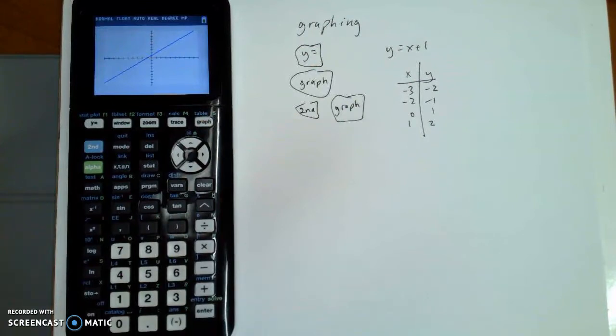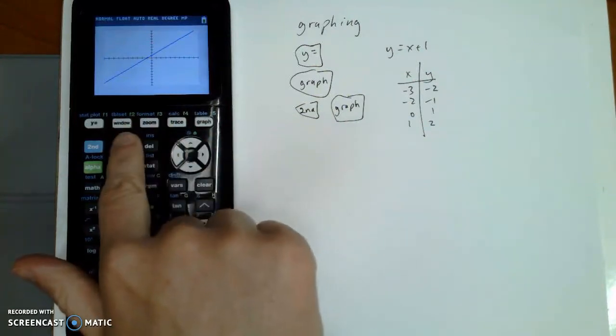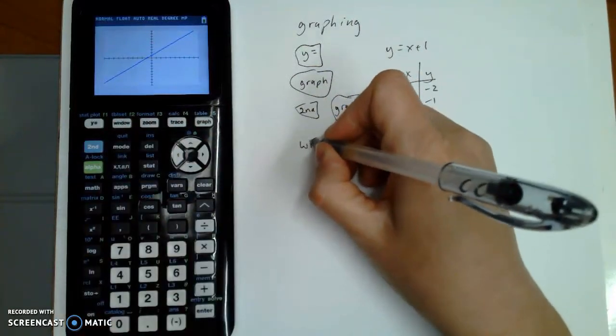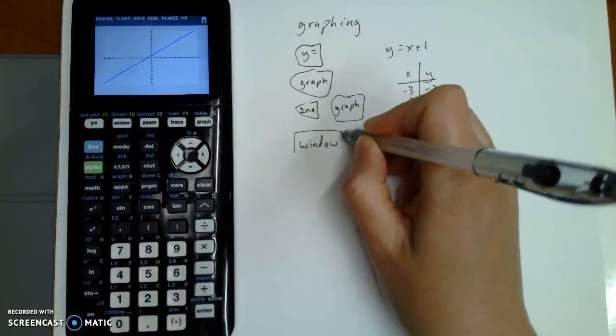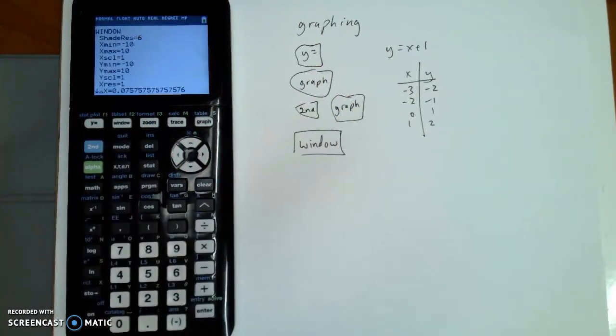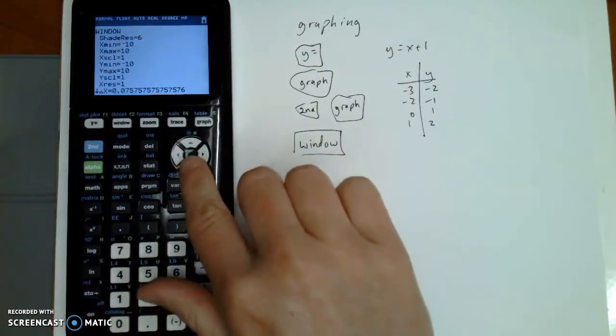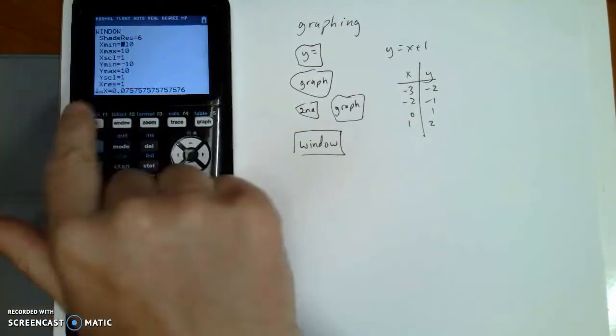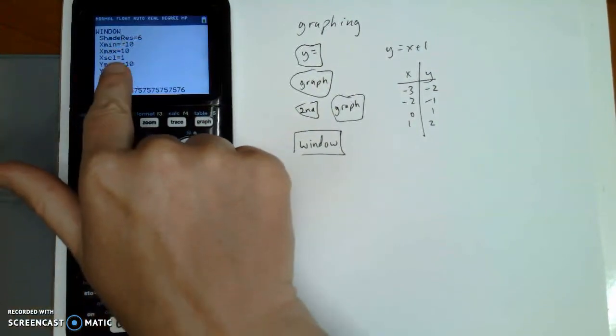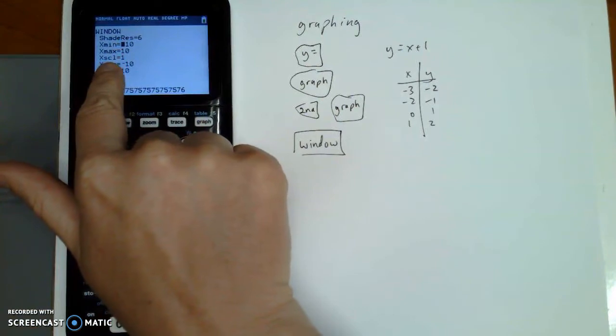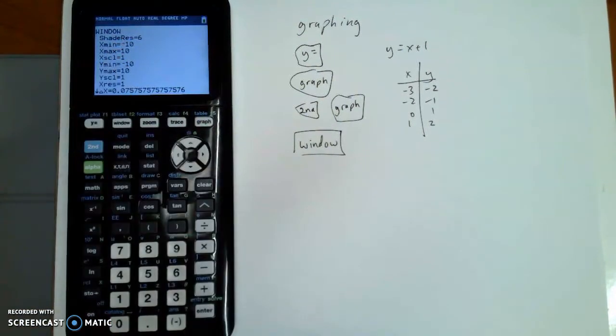Let's say I want a really small or really big graph. There are graphs where I might need to focus really close on something, or I might need to go way far out and get a big graph. So I can change my window, and I am going to hit window to do that. Now I'm not going to worry about that very first option. The ones I am going to worry about are x min and x max, y min and y max, and XSCL, which is the scale.